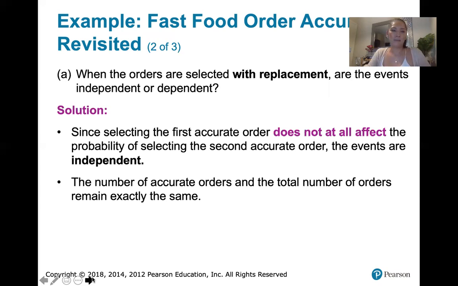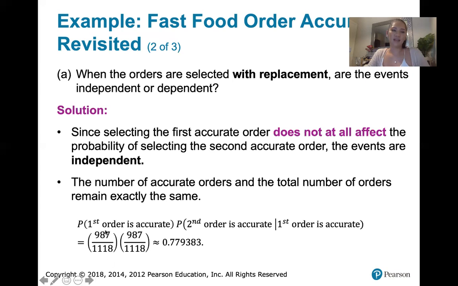And so the probability of selecting the second accurate order is not at all affected by selecting that first accurate order. And remember what we did, the probability of selecting the first order that was accurate was this, and then the probability that the second order was accurate is exactly the same as the probability that the first order was accurate. They have no effect on each other. So the events are independent. In this case they're the same, and you just multiply.